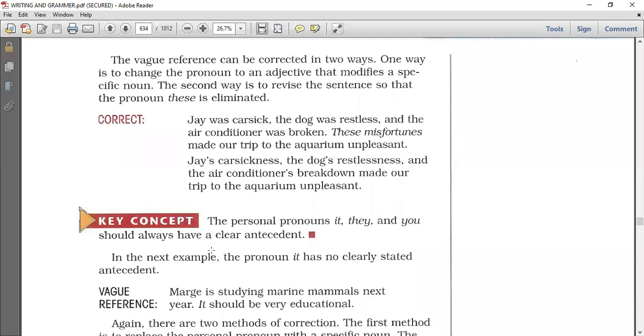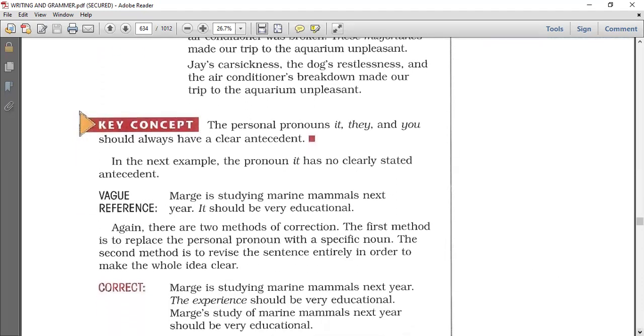Again, these are the personal pronouns: it, first, third person singular; they, third person plural; you, second person, singular and plural. They should always have a clear antecedent. In the next example, the pronoun it has no clearly stated antecedent. Marge is studying marine mammals next year. It should be very educational. It is what?